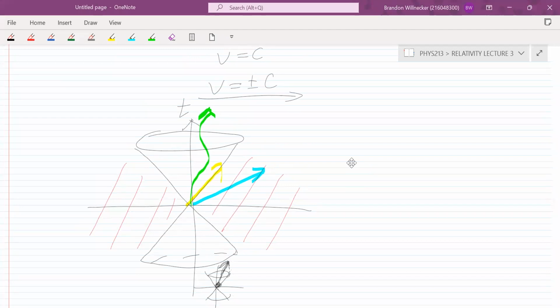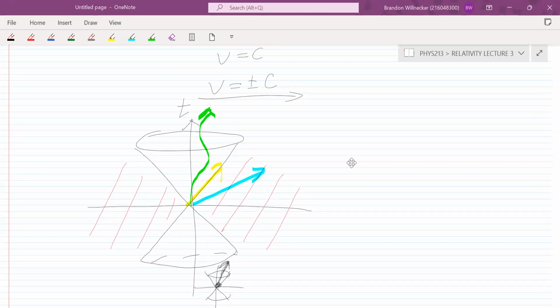Okay, so that's just a quick little introduction to the particle dynamics. We have massive particles, they move within these light cones. The massless particles, like the light ray or the photon, they move on the surface. Nothing is outside the light cone, because if it were, its velocity would be greater than the speed of light, and we can't have that.